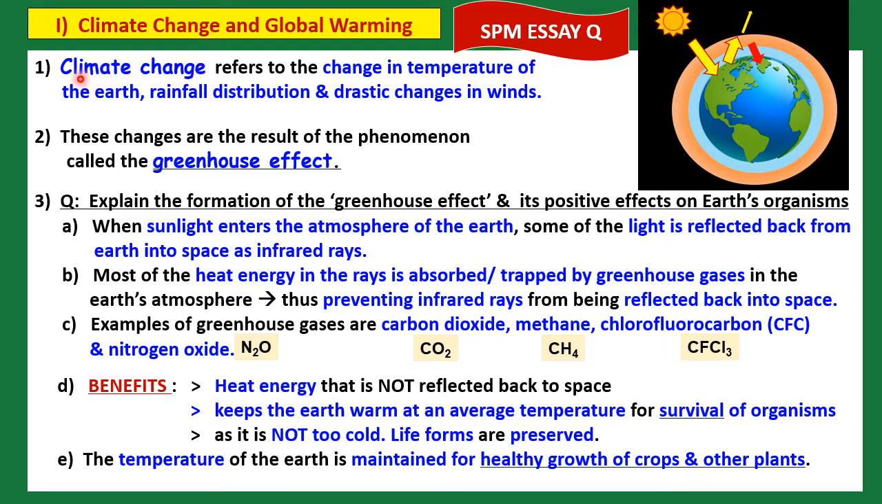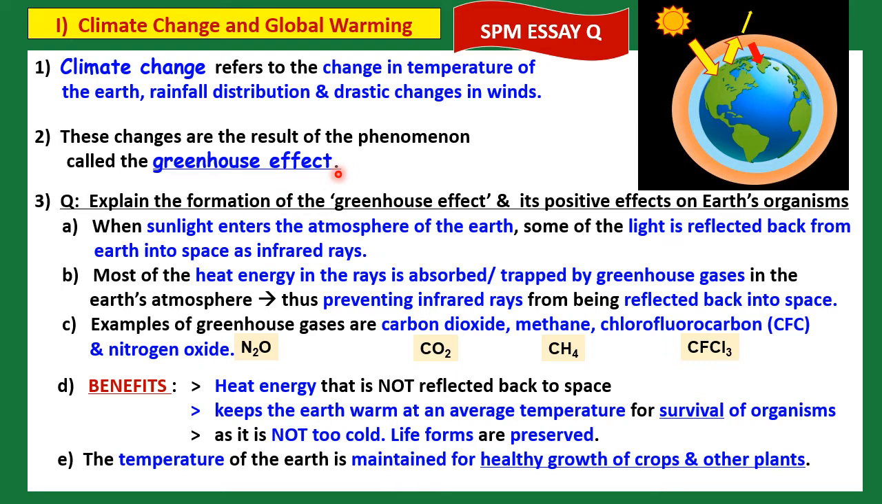Okay, right, so definition for climate change. It refers to the change in temperature of the earth, rainfall distribution, and drastic changes in winds. All right, so these are all the abiotic factors in the environment: temperature, rainfall, and winds, the changes that occur to them, drastic changes that have occurred, causing floods and droughts everywhere. So we can recall back in Malaysia also we have floods occurring recently. These changes are the result of the phenomenon called the greenhouse effect.